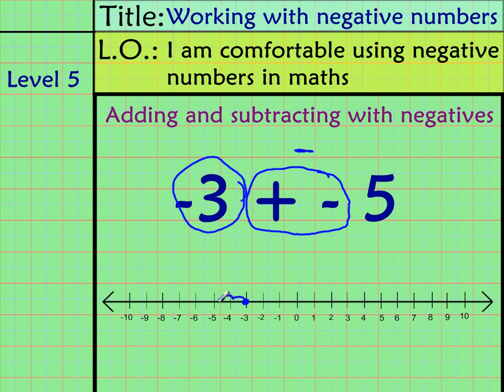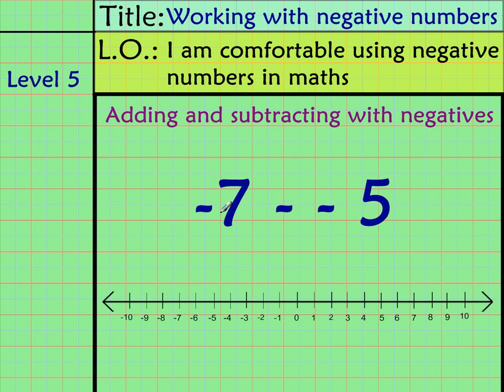1, 2, 3, 4, 5, and I end up at -8. So if I've got two signs which are different, it ends up being a minus, okay? If I've got two signs which are the same, you might get plus plus, but more likely you'll get minus minus. We do something slightly different, sorry. We still follow the same thing.